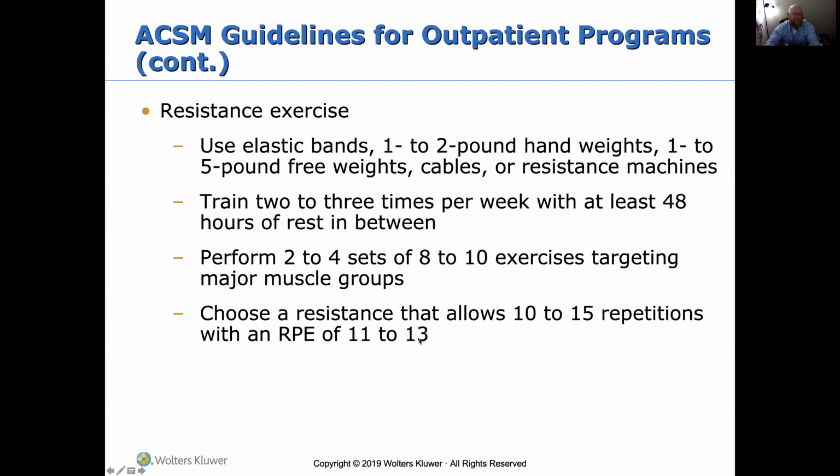With resistance exercise, you want to use elastic bands, 1 to 2 pound hand weights, 1 to 5 pound free weights, cables or resistance machines, training 2 to 3 times a week, give at least 48 hours of rest in between, do 2 to 4 sets of 8 to 10 exercises targeting major muscle groups, give them a resistance that allows 10 to 15 reps with RPE, rating of perceived exertion. That's going to be 11 to 13 on a 20-point scale. So they're working pretty hard, not over the top hard.